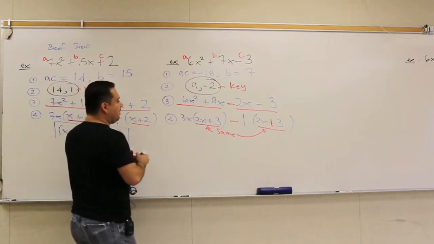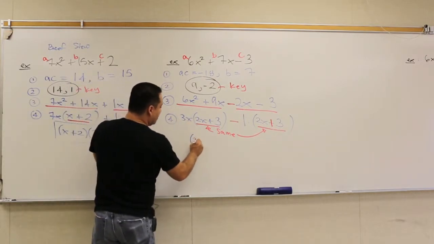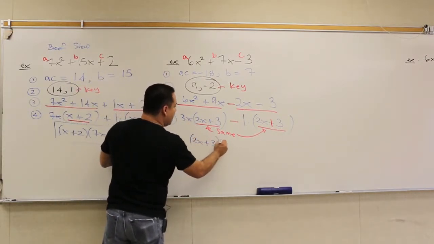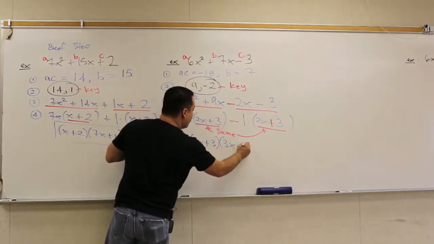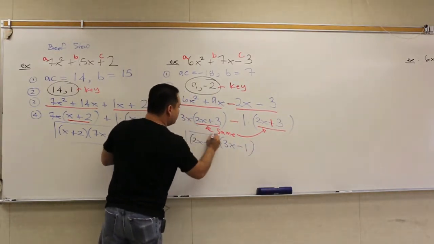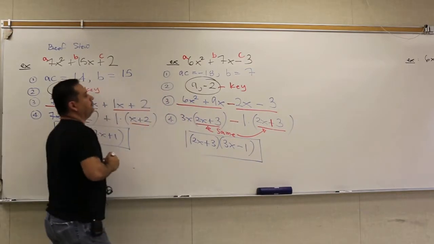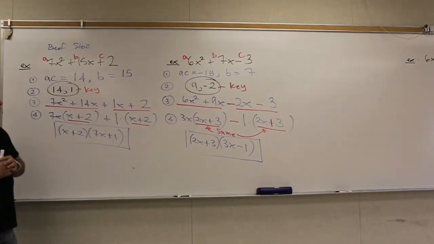Okay, so you're almost done. You have 2x plus 3 times 3x minus 1. And you're done.